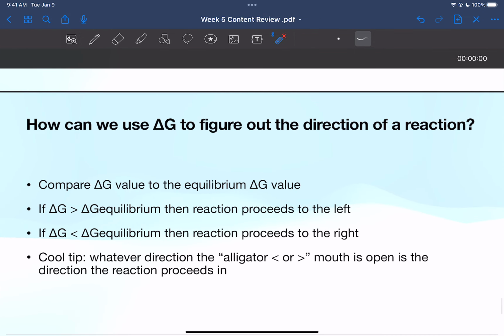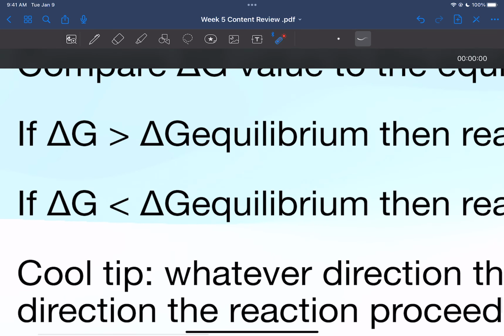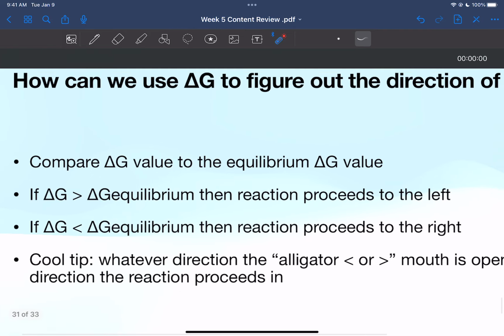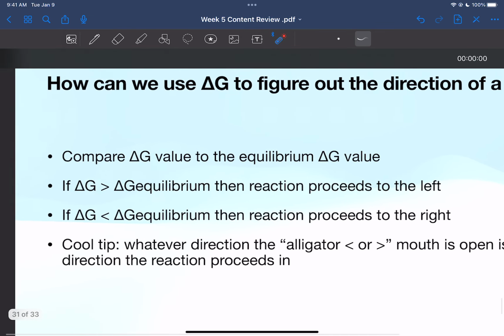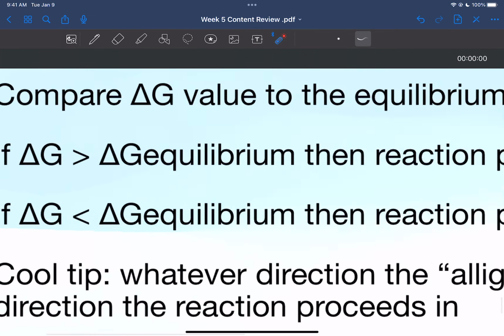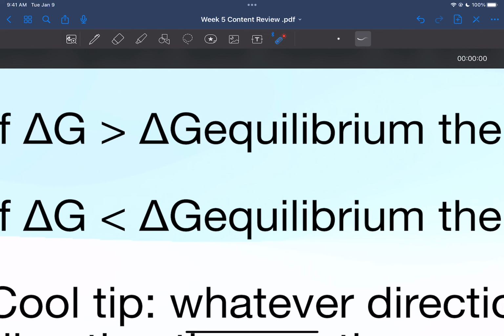And a nice tip and cool way that I came up with when I was peer leading Gen Chem students is you can look at the less than or greater than signs, like what direction they're open. I used to call them alligator mouths, right? Whatever direction the alligator mouth is open in is the direction the reaction proceeds in. So if the alligator mouth is open to the left, reaction proceeds to the left. If it's open to the right, it proceeds to the right.